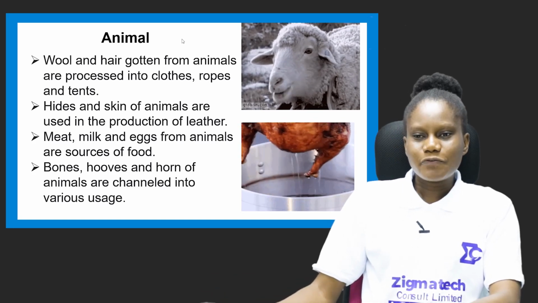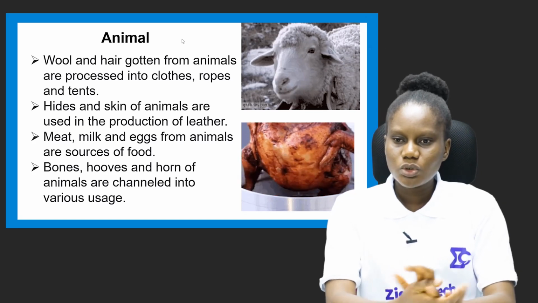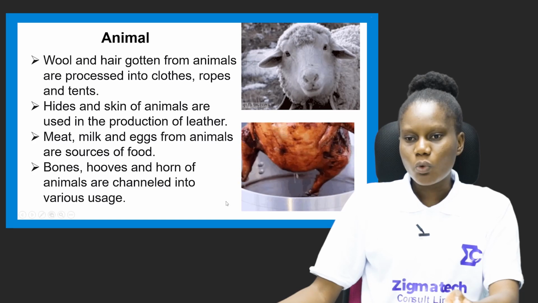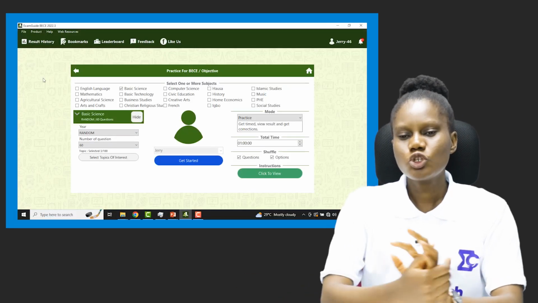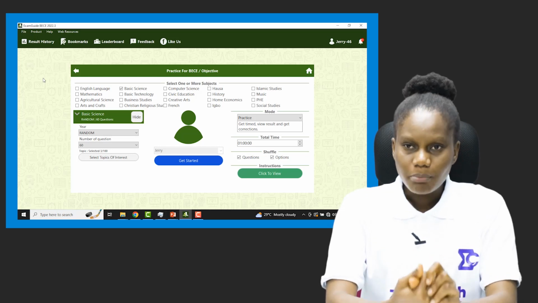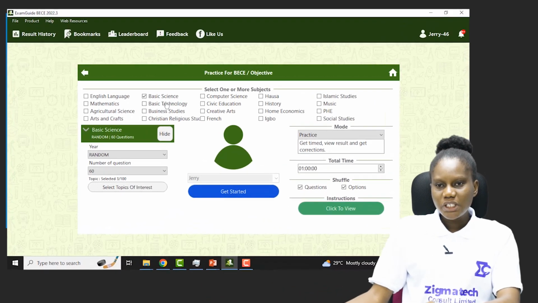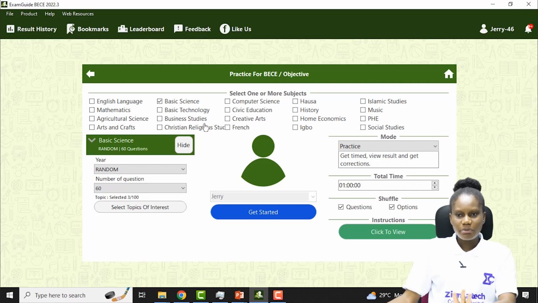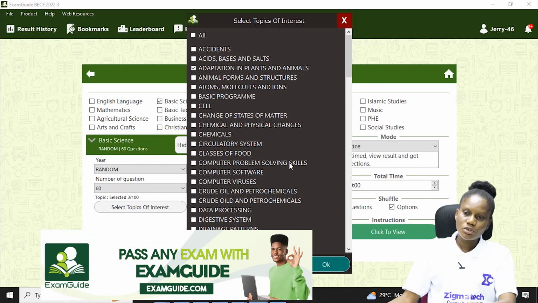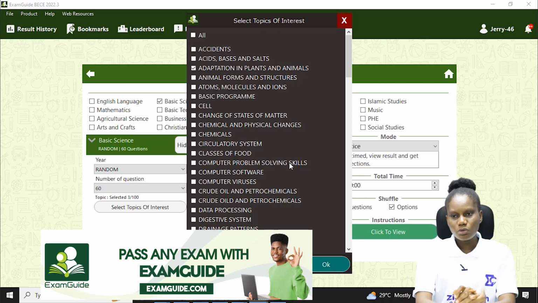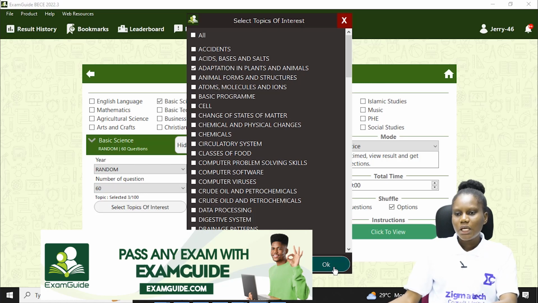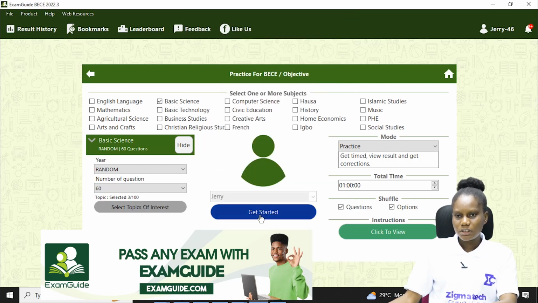Before we end today's class, we're going to check the exam guide for some questions relating to what we've just learned. You open the exam guide app and pick your subject, which is basic science. I've picked that already. You select topics of interest, which is still under living and non-living things, and the ones related to it, which I've also picked already, and you click OK and get started.